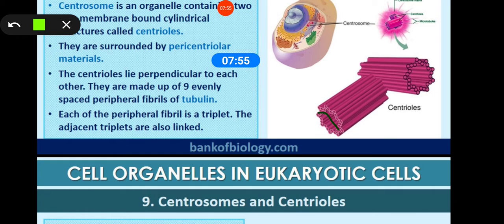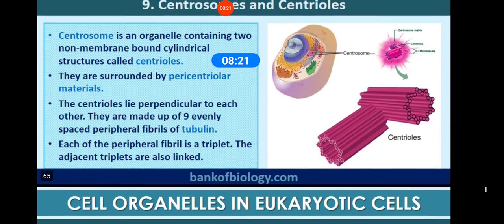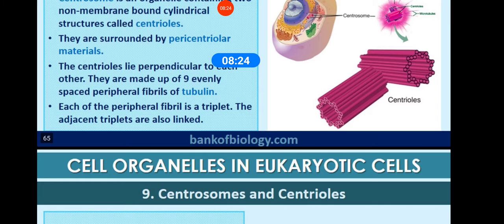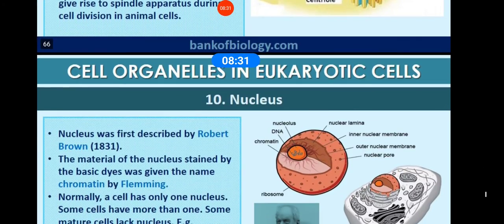You can see over here a circle, and over here a circle, and can you see that these circles seem to be connected to each other? Fine. So we are going to see the enlarged structure of this. Each of the peripheral fibrils is a triplet. There we studied a doublet, now it is a triplet, and they are made up of 9 evenly spaced peripheral fibrils of the protein called tubulin. Each peripheral fibril is a triplet and they are linked to each other.